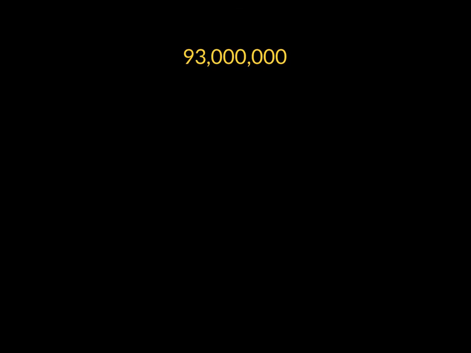So let's put our decimal right there. The power of 10 will be 10 to the 7th power times the 9.3. So this number right here is greater than or equal to 1, but it's also less than 10.